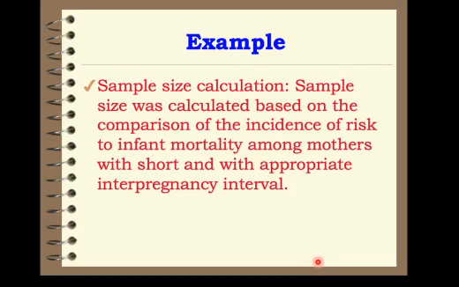Now, let's look at the sample size calculation. Sample size was calculated based on the comparison of the incidence of risk for infant mortality among mothers with short and with appropriate interpregnancy interval. This is actually consistent with the objective of the study, looking into the relationship between interpregnancy interval, classified as either appropriate or short, and the incidence of risk for infant mortality. So this is the basis for the sample size calculation.